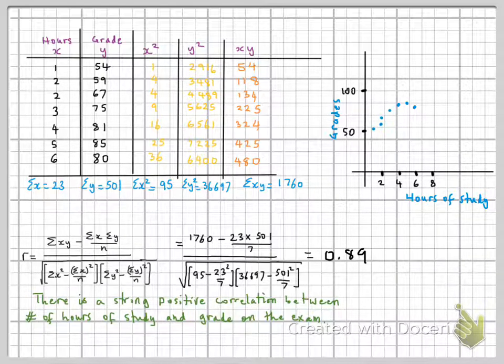So we have come to the end of this video. In our next video, I will show you how to create a linear model. Once there is linear correlation, how do you create a linear model for this? I will show you that in our next video.